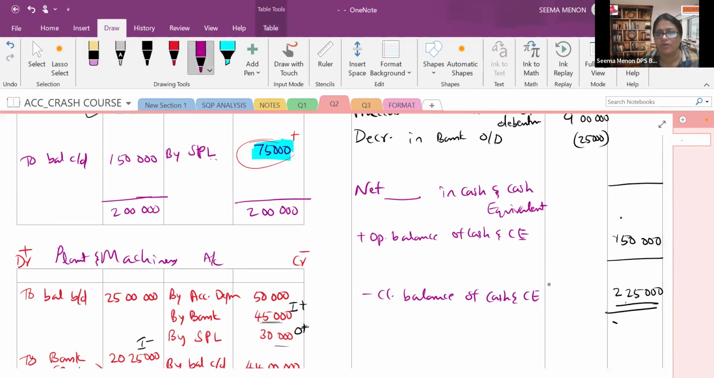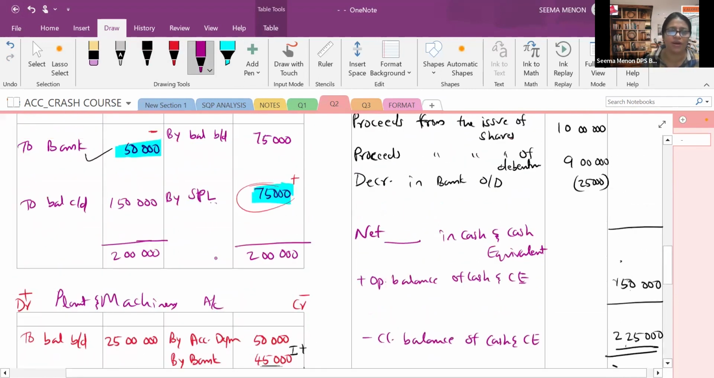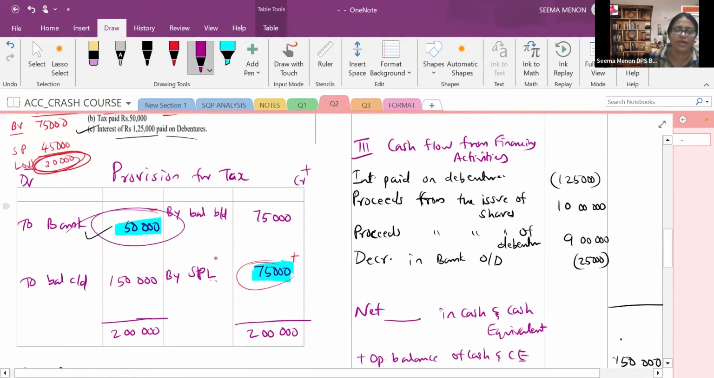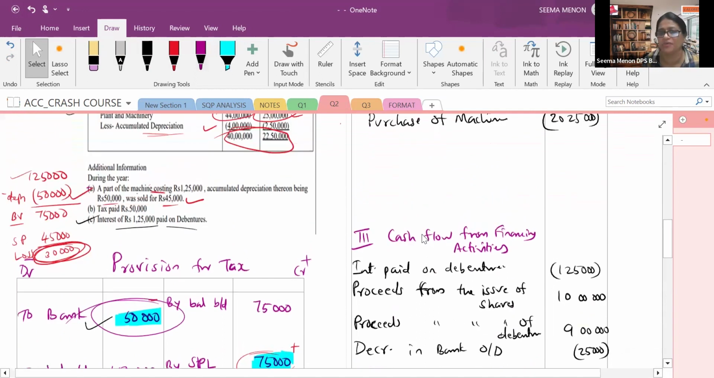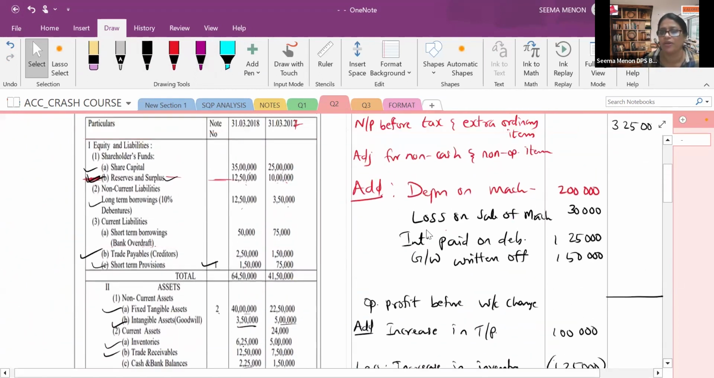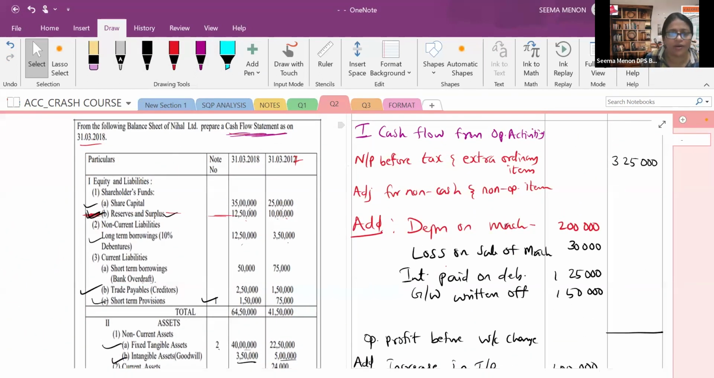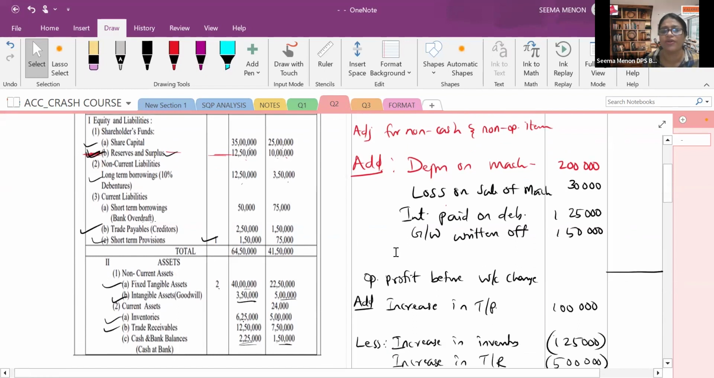Okay. So now we have entered everything except one item, that is the provision for tax, 50,000, which we have yet to enter. But let's see the totaling and all that. Now, children, all the items once again, if you want, you can cross check with the question. You will do that cross checking very quickly.